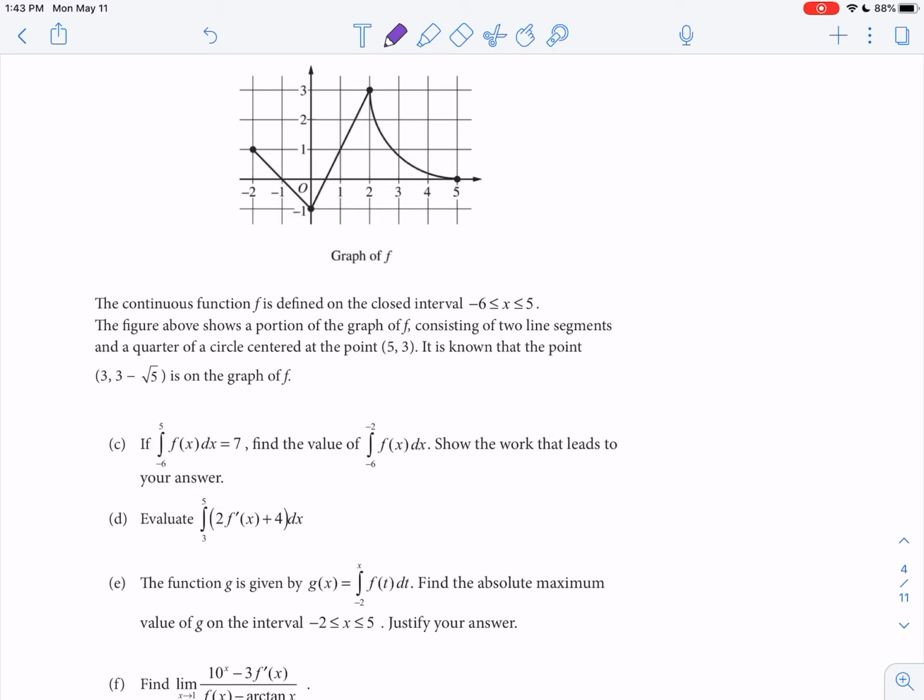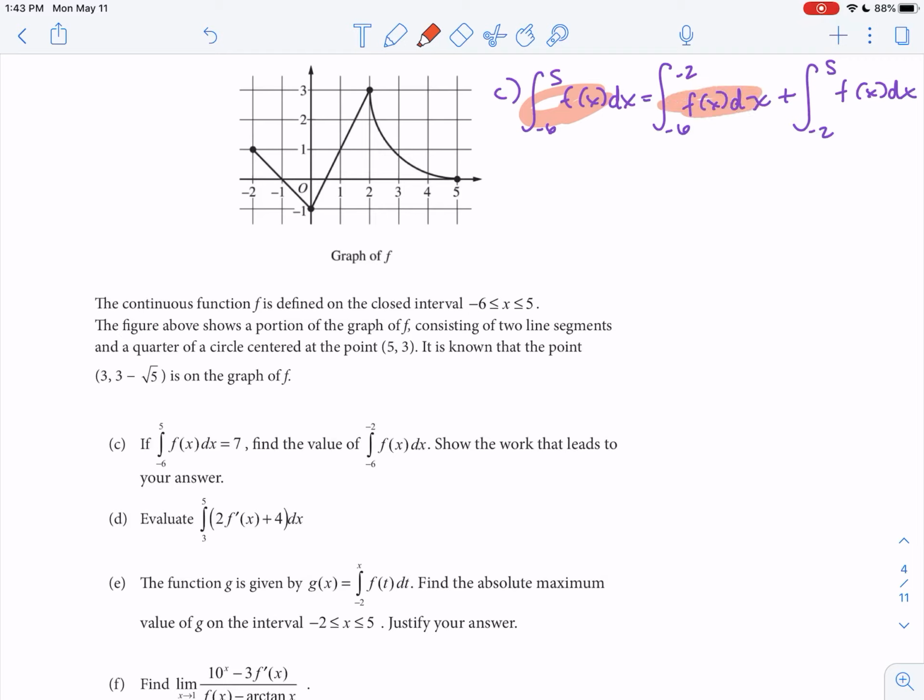Okay, so part C. If the integral from negative 6 to 5 of f of x dx is 7, find the value of the integral from negative 6 to negative 2 of f of x dx. Show the work that leads to your answer. All right, so for part C, the integral from negative 6 to 5, this is one way to write it, is going to be the integral from negative 6 to negative 2, what we're looking for, plus the integral from negative 2 to 5, right? And this part was given as 7.